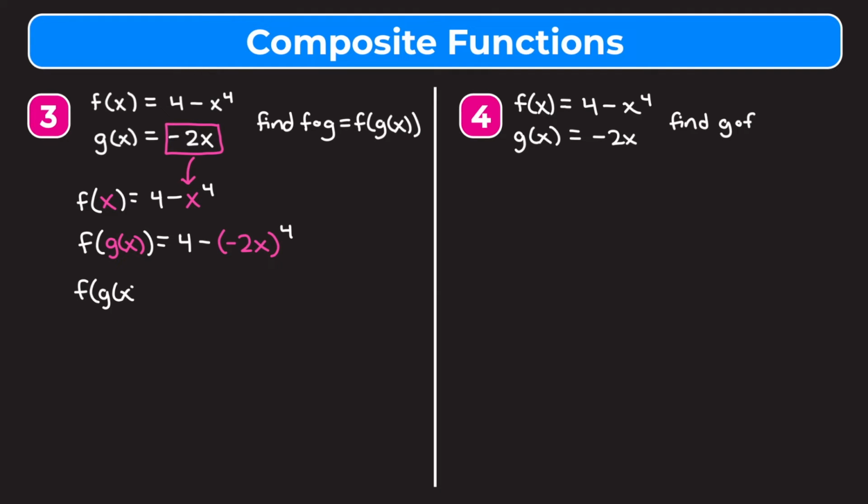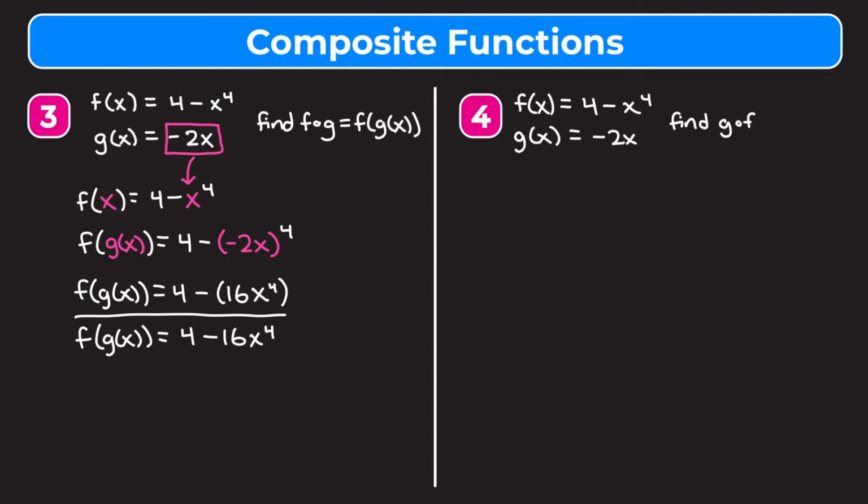So f of g of x is equal to 4 minus, now we have to raise negative 2x to the fourth. So negative 2 raised to the fourth power is going to give us a positive 16, and I'm going to keep it in parentheses because it's being subtracted. X to the fourth is just x to the fourth. And now I just want to rewrite it without the parentheses. So I'm going to have 4 minus 16x to the fourth. So we get that f of g of x is equal to 4 minus 16x to the fourth.